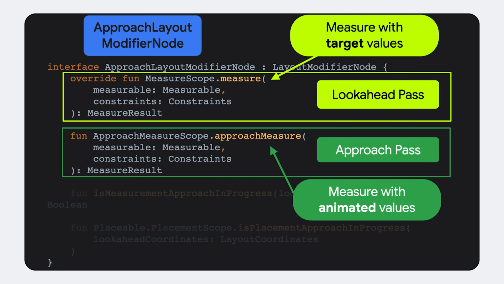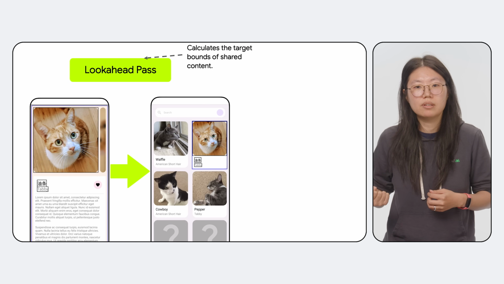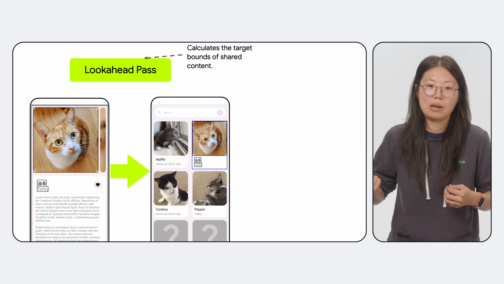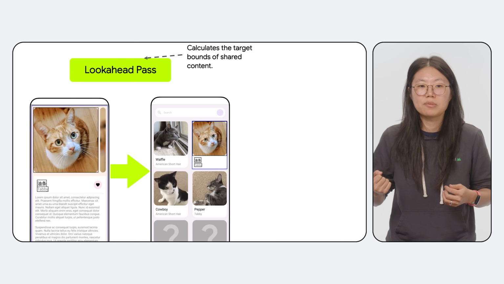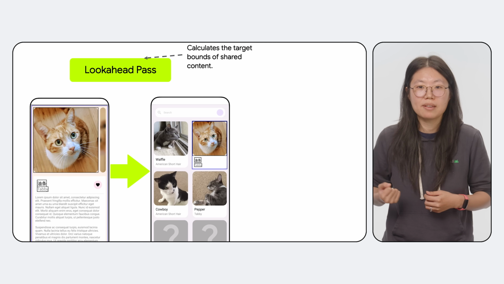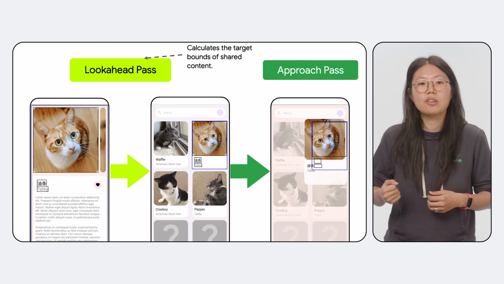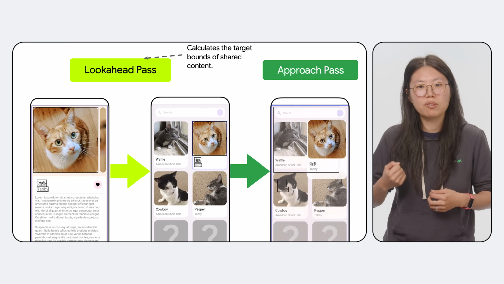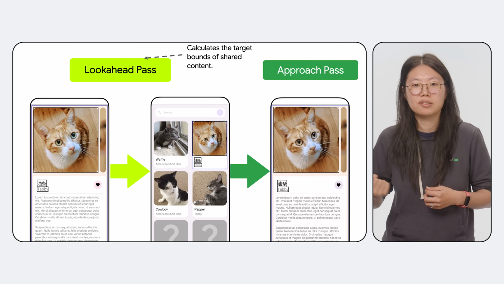Once the Lookahead pass is finished, each shared content has their target bounds calculated. Here the wireframes indicate the target bounds for all the shared elements that found a match. Now we're ready for the approach pass to animate the bounds. During the approach pass, the layouts will smoothly and continuously move to their destinations.